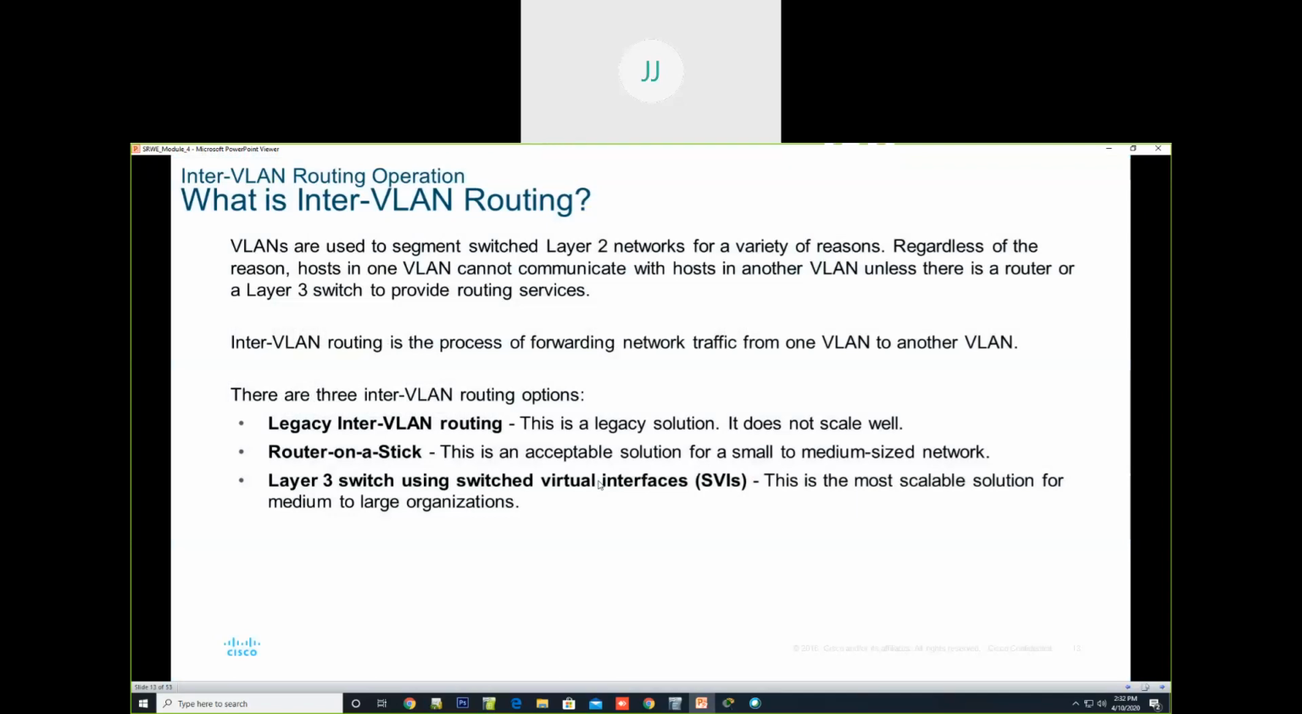Inter-VLAN routing is the process of forwarding traffic from one VLAN to another VLAN. As you may recall, VLANs operate at Layer 2, and one VLAN cannot communicate with another VLAN unless there is a router or another Layer 3 device to provide routing.